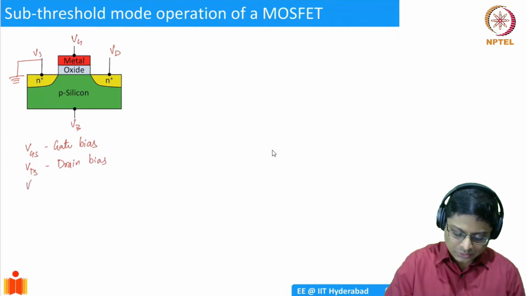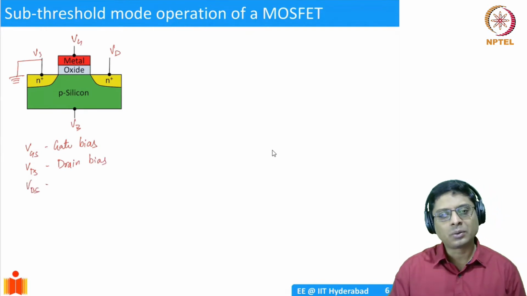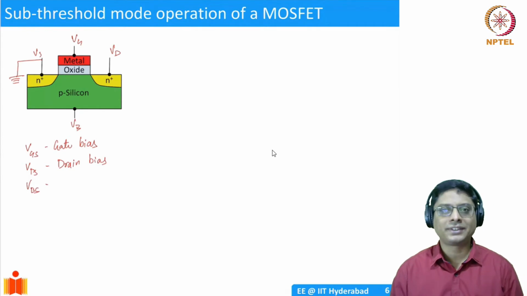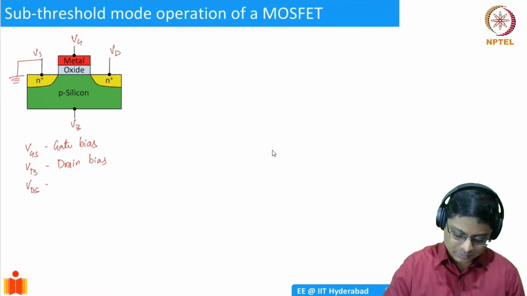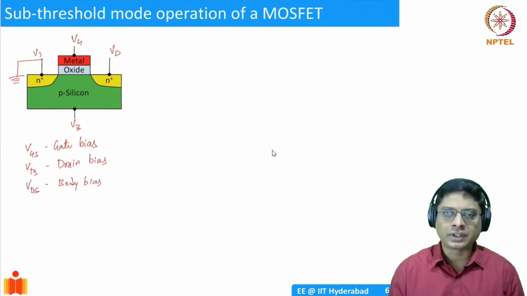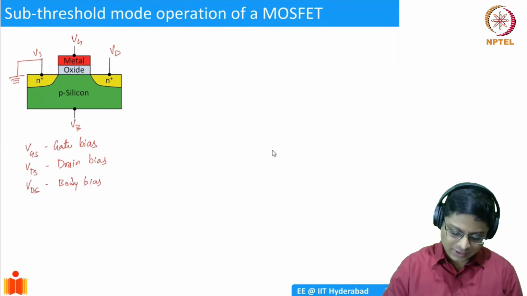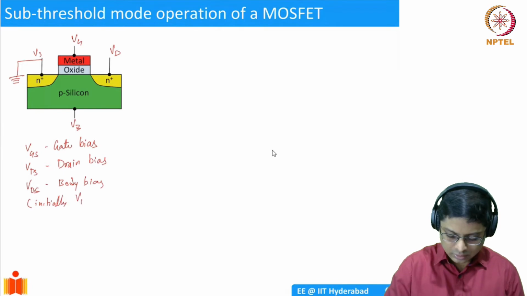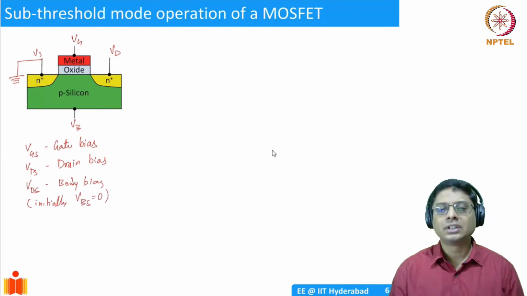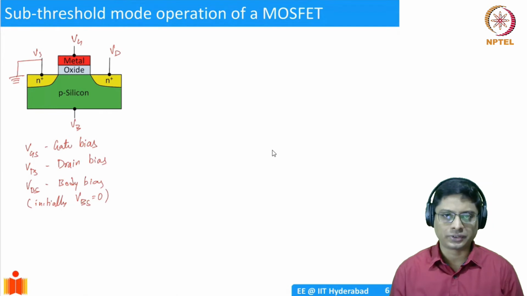And you could also talk of VBS, which means you can apply voltage to the bulk also. That has some interesting implications. We will talk about it later on. So this is basically the body bias. But right now, in the initial discussion, we will take VBS equal to 0. If we don't say anything about the body voltage, you can assume that it is grounded for NMOS devices.